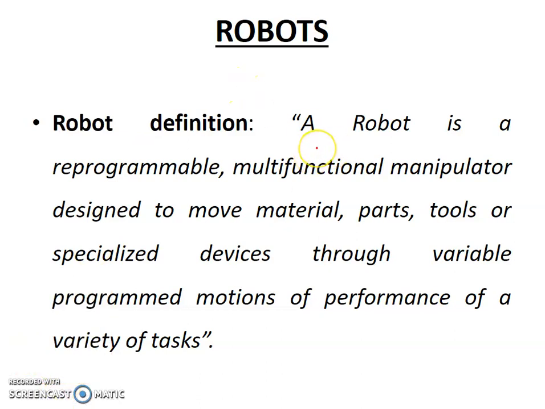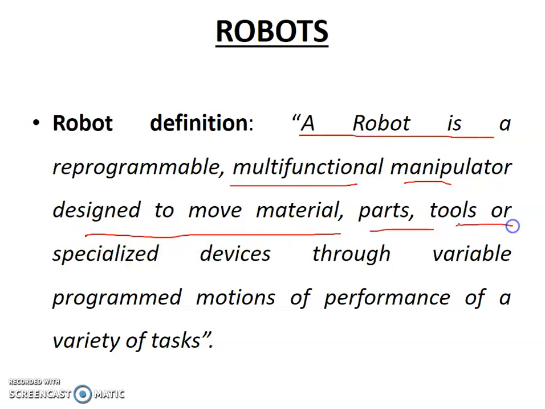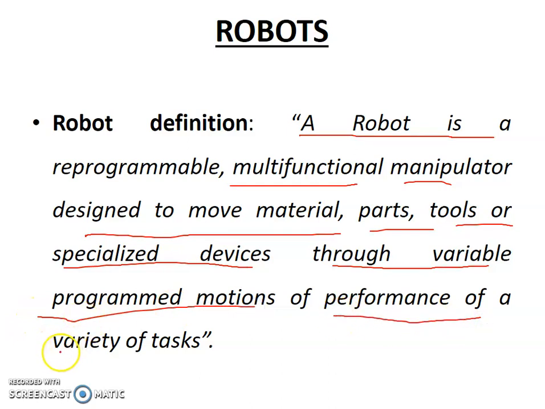A robot is a reprogrammable multifunctional manipulator designed to move material, parts, tools, or specialized devices through variable programmed motions for the performance of a variety of tasks. So this is the definition of robot.